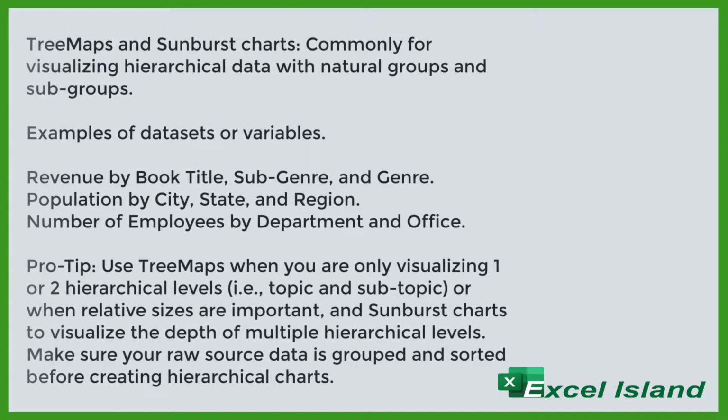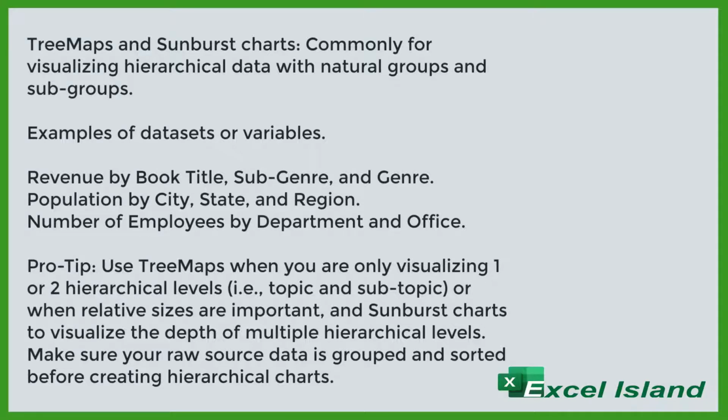The Treemap and Sunburst charts are commonly used for visualizing hierarchical data with natural groups and subgroups. Examples of data sets you can use on this chart type are revenue by book title, subgenre and genre. You can say population by city, by state and region, or number of employees in a department by office.